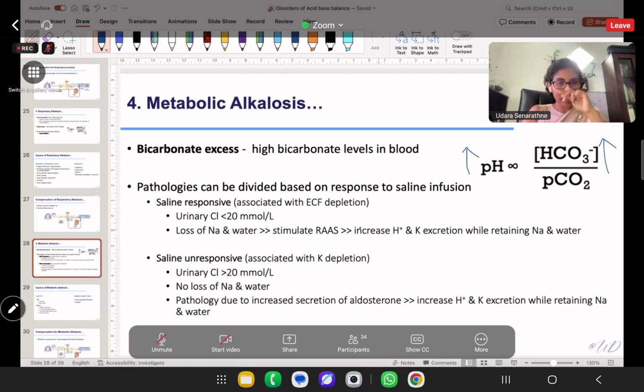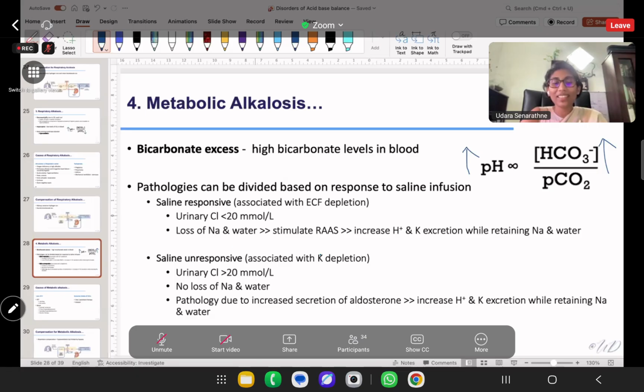So what is the basis? The basis is based on the previous fact we talked about before, why you get acidosis in the absence of mineralocorticoids. So here, what is happening is it is associated with the extracellular fluid depletion.